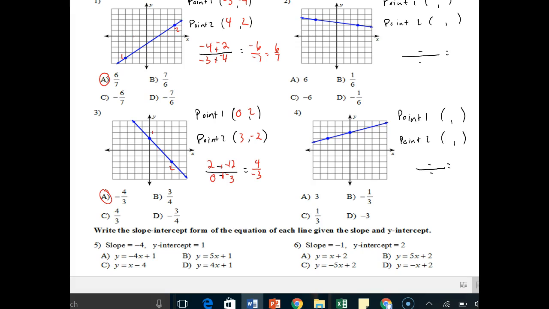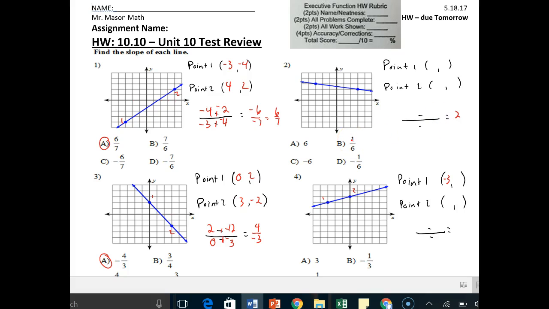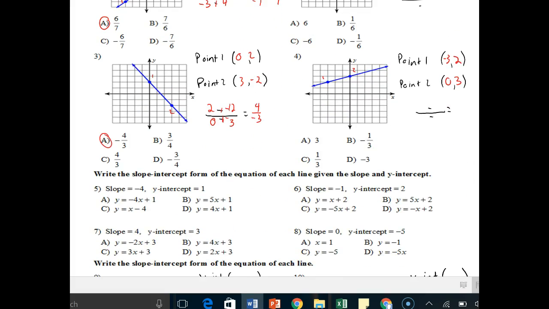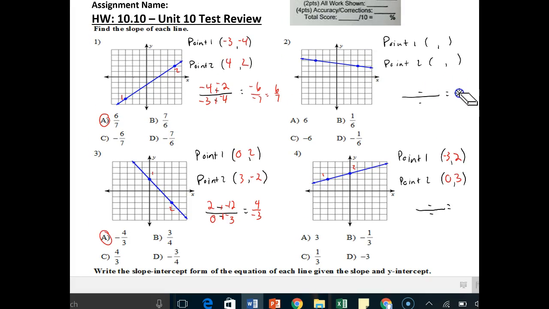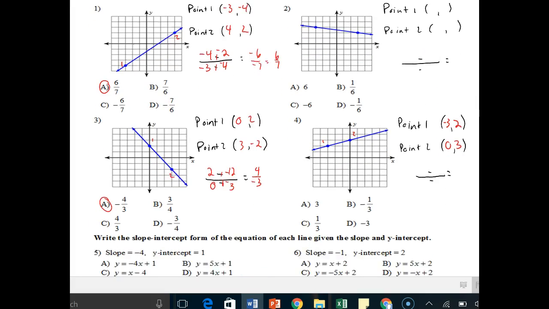All right, real quickly, your points for number 4, call that point 1, point 2, that's negative 1, 2, 3, 2, and 0, 1, 2, 3, 0, comma 1, 2, 3, right? I'll let you find the points for number 2 and find the slope for both of those.